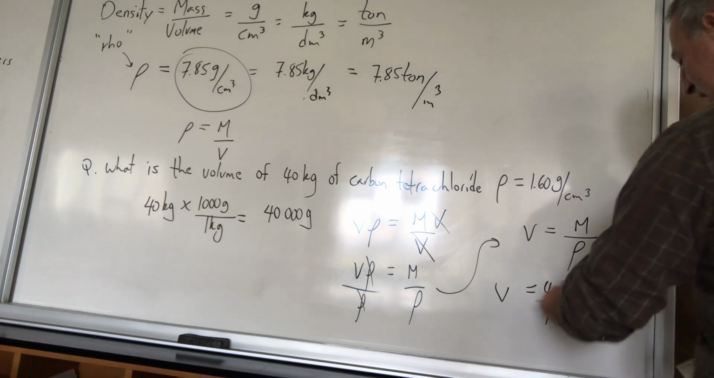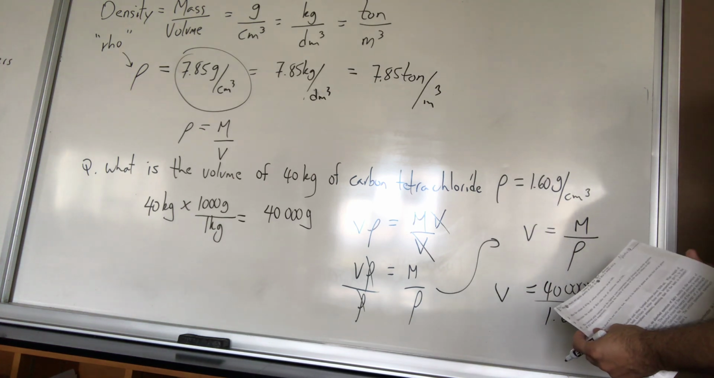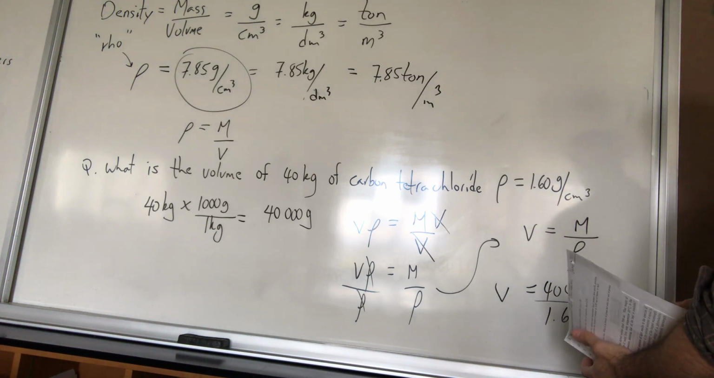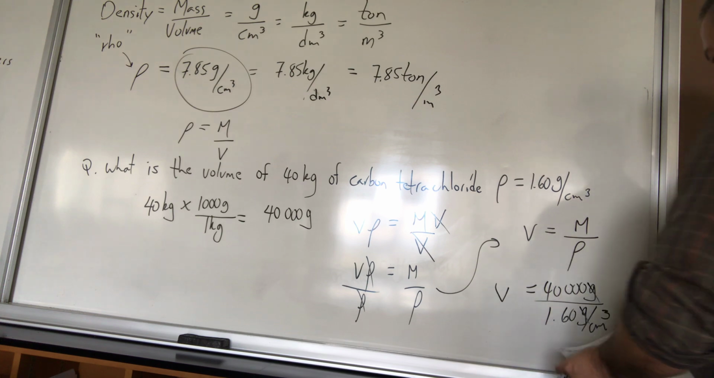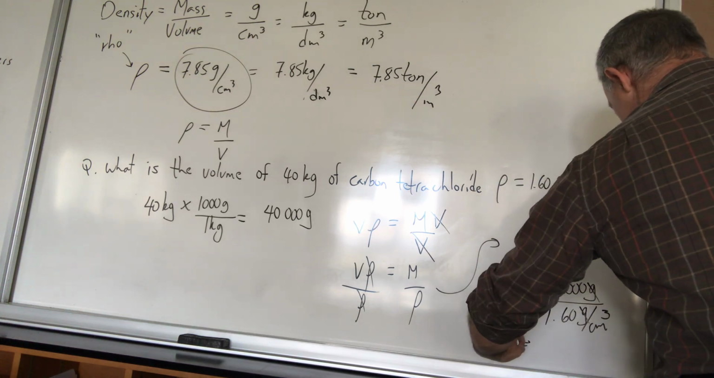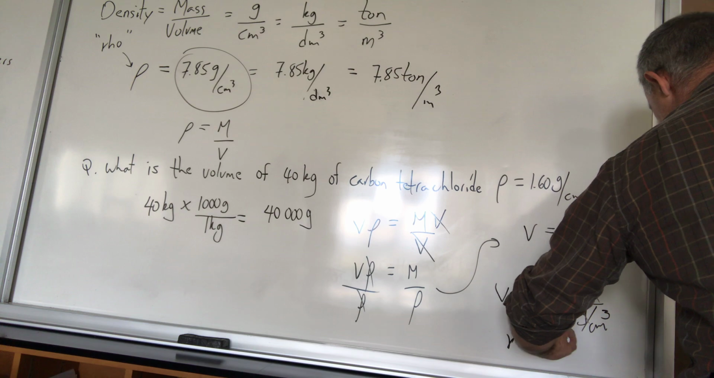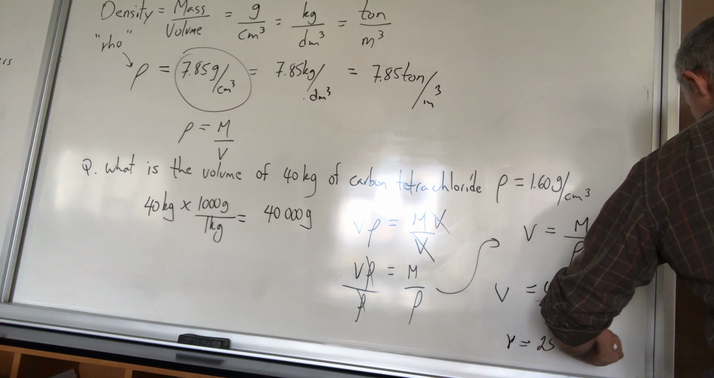Okay, so 40,000 divided by 1.6, what you get is 25,000 centimeters. So the volume equals 25,000 centimeters cubed.